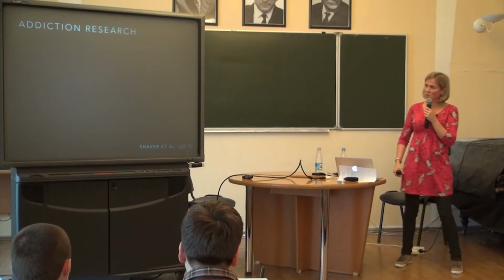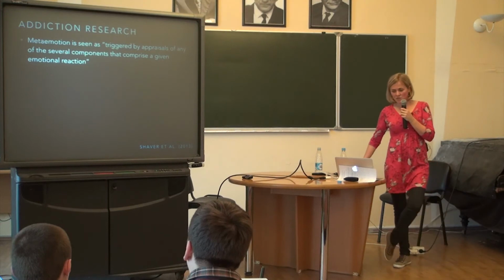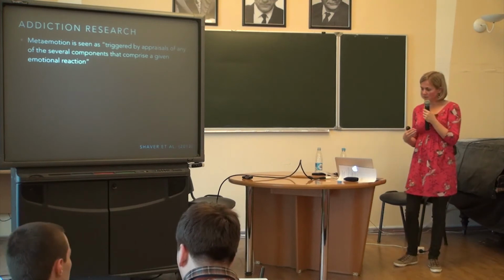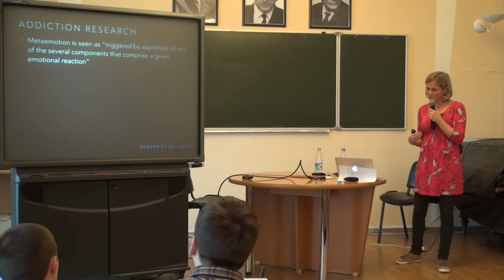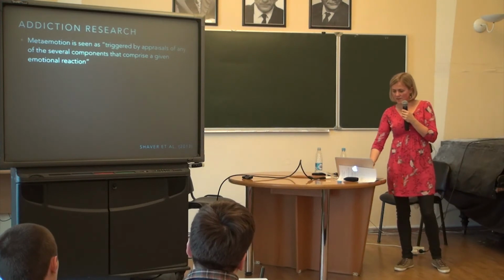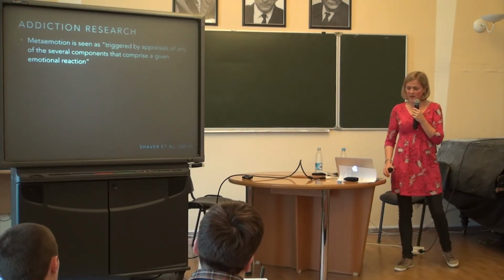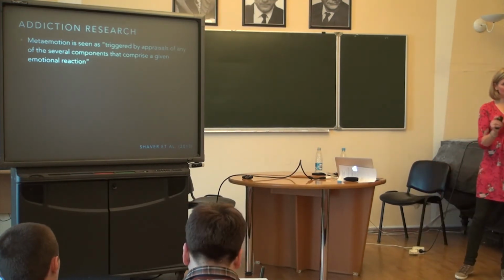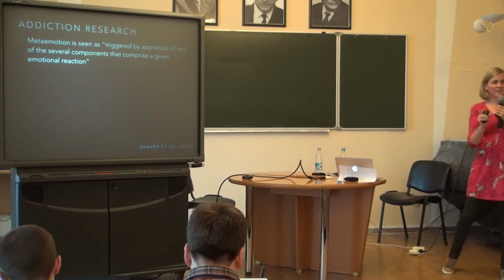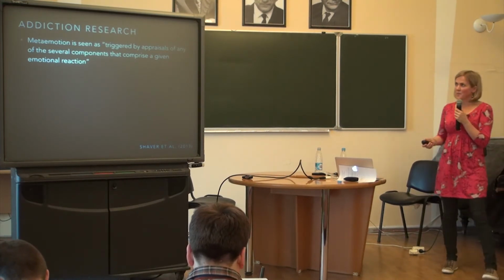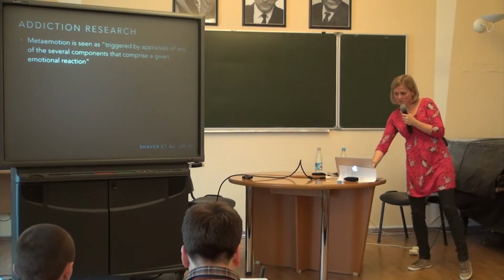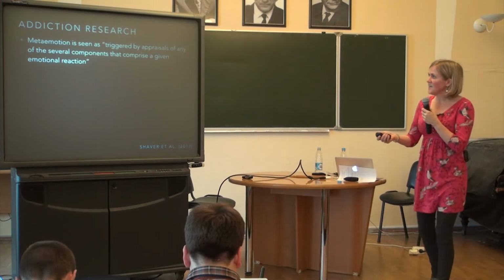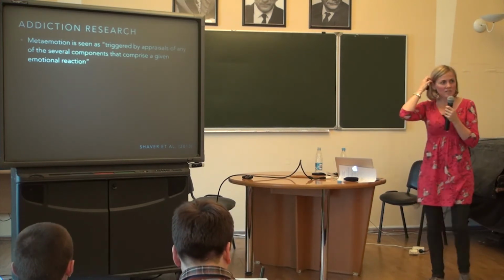So the authors hypothesize that drinking to cope could also be related to individual differences in how people feel about their negative emotions. So they included meta-emotion as a variable. And meta-emotion here is seen as triggered by appraisals of any of the several components that comprise the given emotional reaction. So again, emotions are special in the sense that the object of the emotion is another emotion. But these people talk about it in a more specific way. So they say that meta-emotion can be triggered by appraisals of any of the several components that comprise the given emotional reaction. And what does that mean?